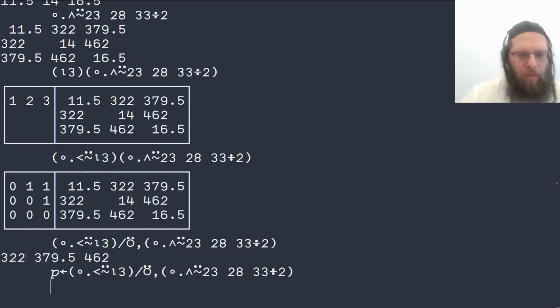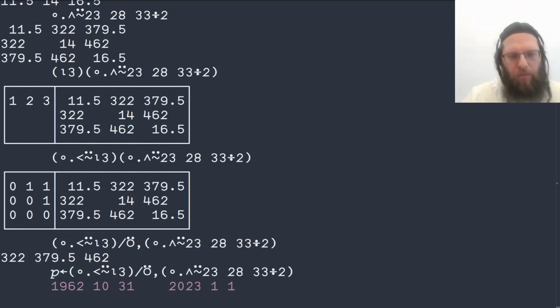An example input: 1962, October 31st, and 2023, the 1st of January. And now we can start coding. The first thing we need to do is transform these dates into a serial number of dates so that we can do computations on them.